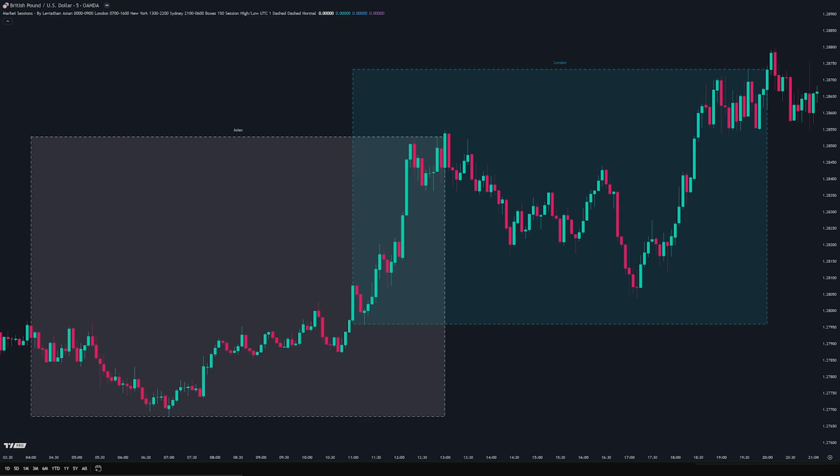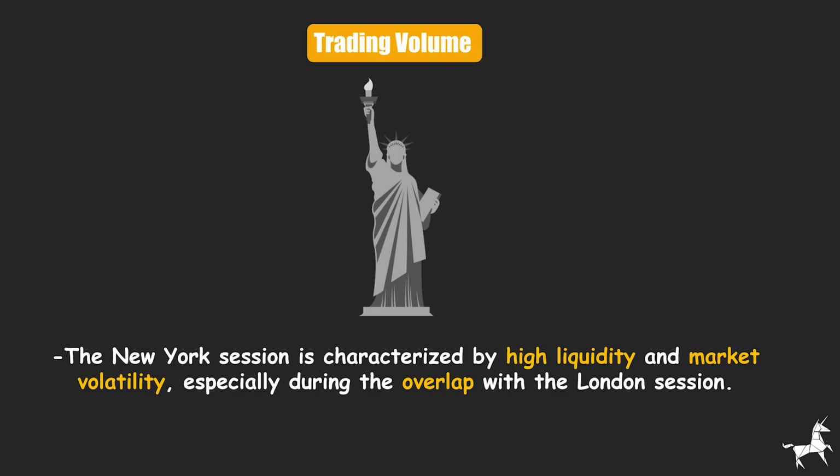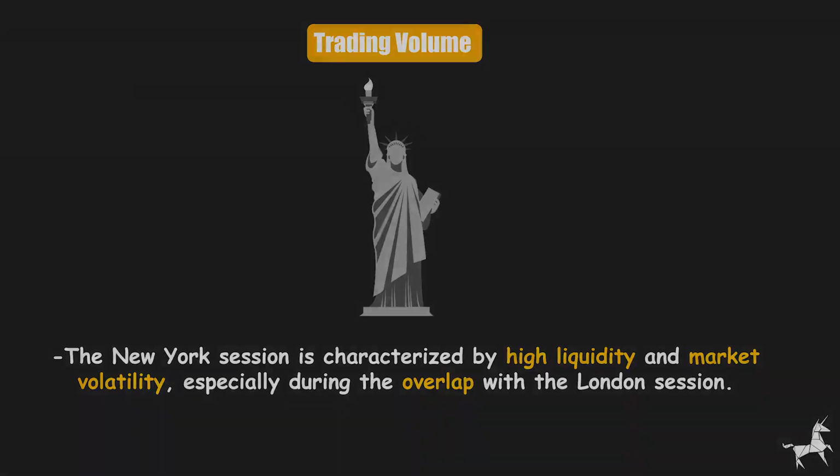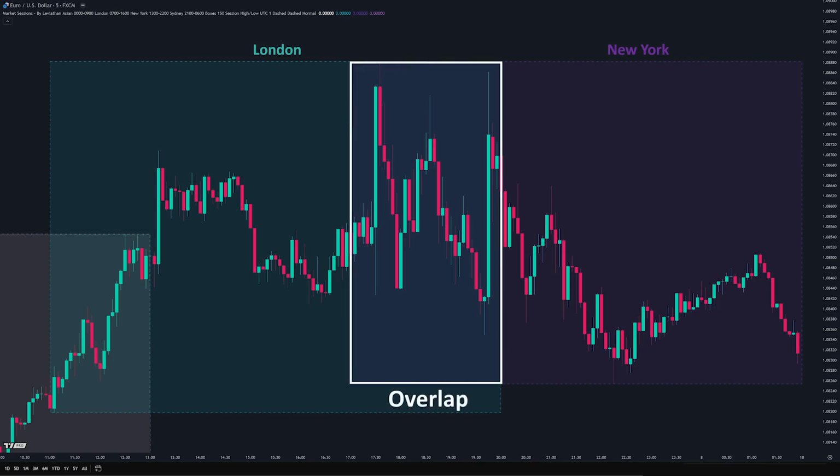The New York session is characterized by high liquidity and market volatility, especially during the overlap with the London session. During this time, you'll often see sharp price movements caused by economic reports. These reports can cause big changes in price, especially in pairs that involve the US dollar. Price movements are usually more exciting, with breakouts and reversals in this session. The volume creates more unstable price action, sometimes even sharp spikes and long wicks. The New York session overlaps with London, making this the most active period of the day, often resulting in very large candles.